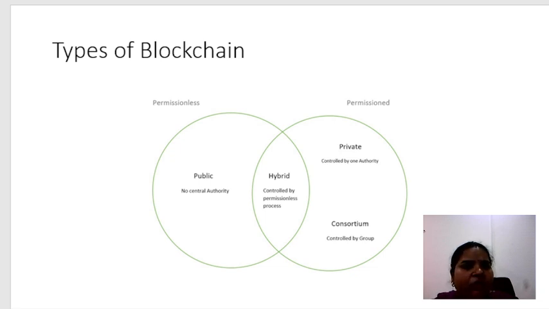There are several algorithms used for consensus, like proof of work, proof of stake, and proof of space in public blockchain. But in private blockchain, the consensus algorithms are proof of elapsed time, BFT, etc.